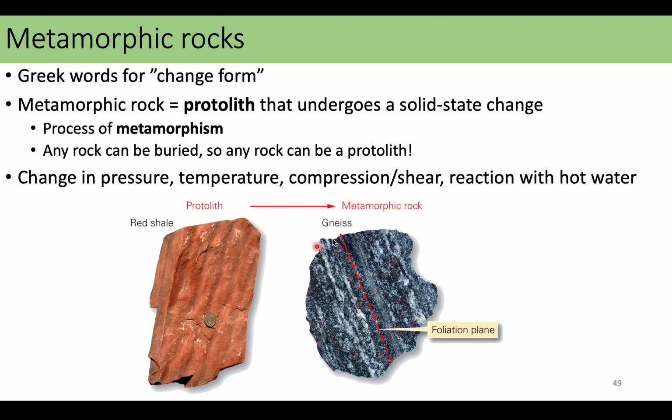So here's an example of a protolith, which is a red shale, a sedimentary rock. As it would undergo metamorphism, if it underwent extreme metamorphism, it could create what we call gneiss, spelled this way.